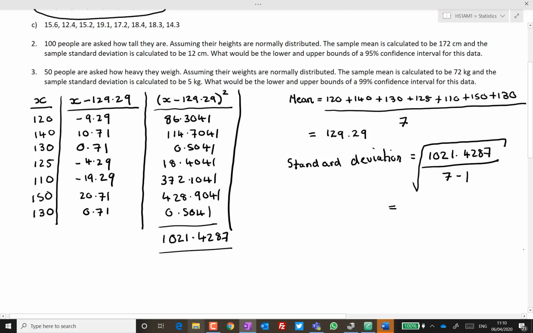So put that into our calculator. We're going to get 1021.4287 divided by 6, which gives me 170.24, and then performing the square root gives me the answer of 13.05. Therefore my standard deviation is 13.05 and my mean was 129.29.